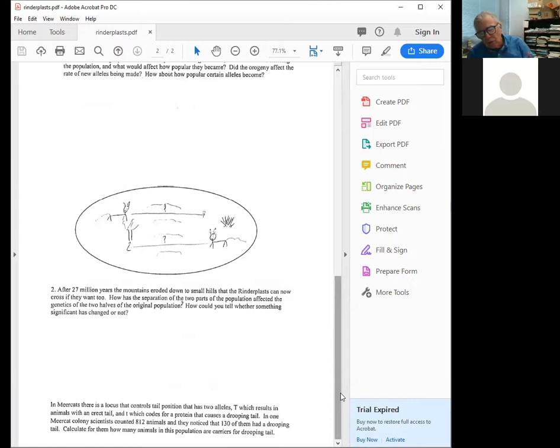In meerkats, which are an animal like a weasel relative that lives in Africa, there's a locus that controls tail position that has 2 alleles. Big T results in animals with an erect tail, and small t codes for a protein that causes a drooping tail. So the small t is recessive, and the erect tail is dominant, or complete dominance. In one meerkat colony scientists counted 812 animals, and they noticed that 130 of them had a drooping tail. Calculate for them how many animals in this population are carriers for drooping tail.